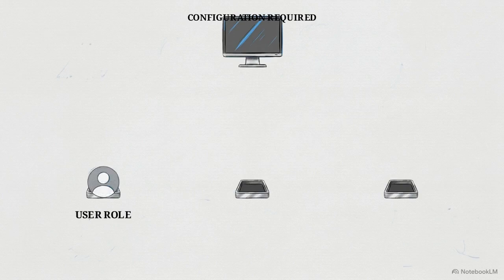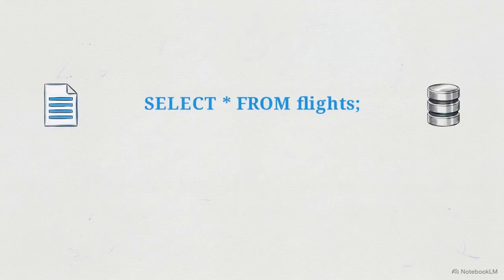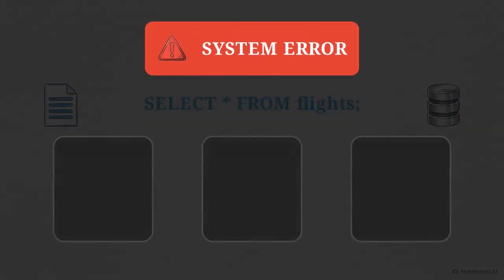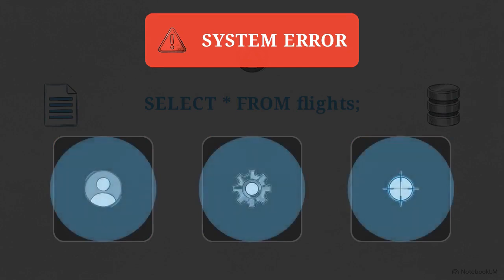First, you need an identity, the user role that grants you permissions. Second, you need compute power, the virtual warehouse that provides the physical processing engine. Finally, you must provide a target location. You have to point the system to the exact database and schema where your data lives. Without defining these 3 parameters, even perfectly written SQL code cannot run. The system lacks both the authorization and the routing instructions needed to find your results.